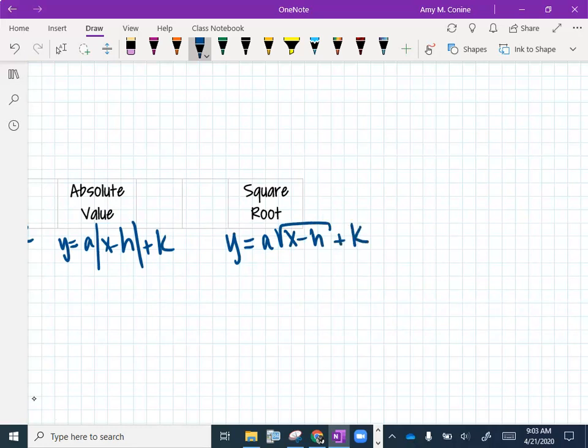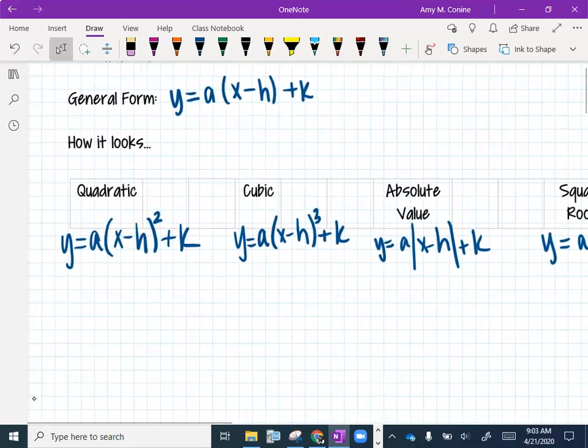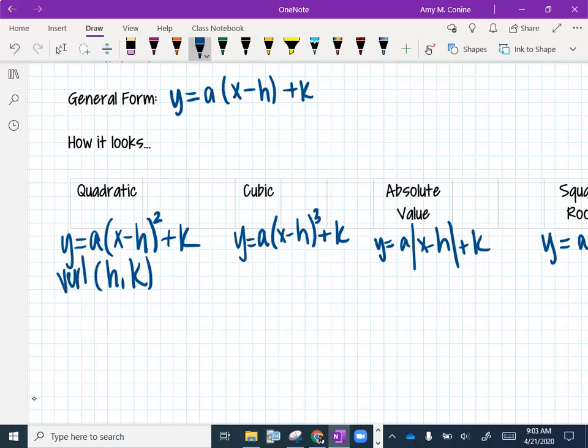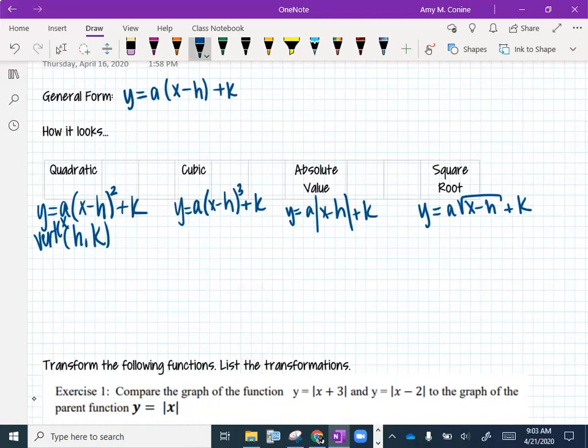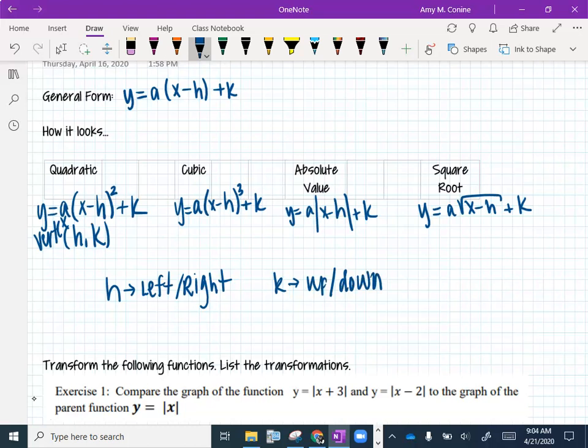If you remember from quadratics, this h and k was your vertex, and that had a special quality with the quadratics. But here, just generally, your h is your movement left and right in your coordinate plane, and k is your movement up and down. The only one that is really special is this h.